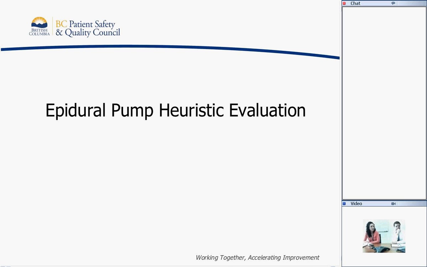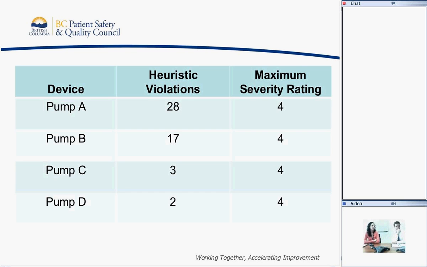So with our epidural pump heuristic evaluation, this is what we ended up finding, and I'm just showing you the maximum severity rating. So these were the very serious types of concerns, and as you can see, pump A had 28 violations, pump B had 17, pump C had 3, and pump D had 2.